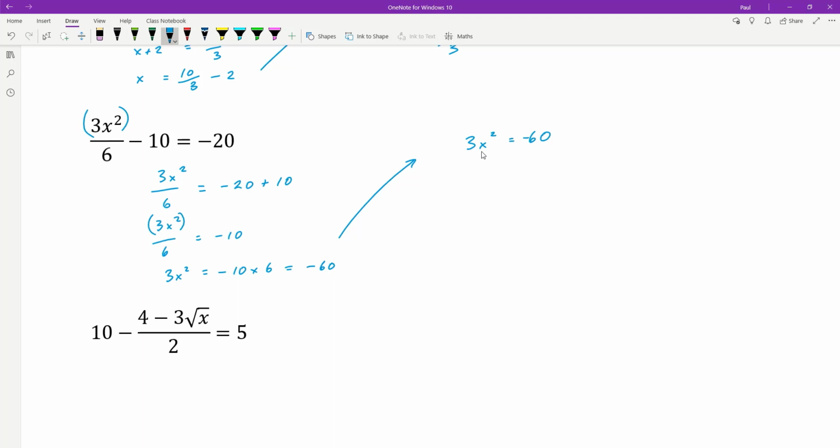Now that's times by. Remember, times comes before the exponents or the powers. So x squared is equal to minus 60 over 3. So x squared is equal to minus 20. So x will be equal to the square root of minus 20.